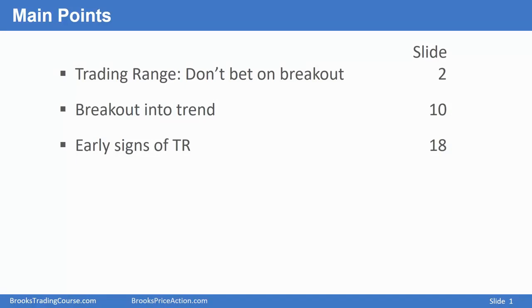When the market's in a trading range, remember my 80% rule. Do not bet on breakouts because 80% of breakout attempts will fail. However, all trading ranges eventually successfully break out into a trend, and I'll discuss that next. And every trend eventually evolves into a trading range, and I'll talk about the early signs of a trading range.